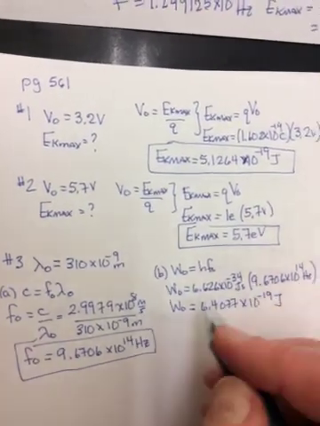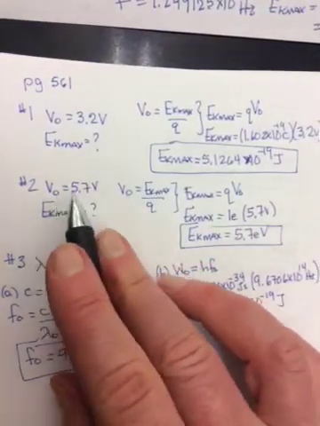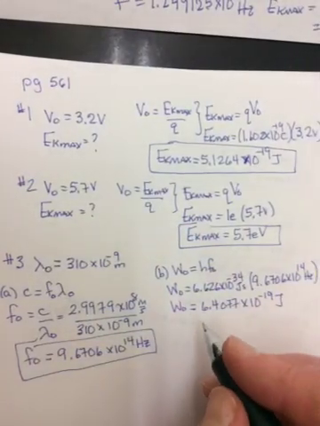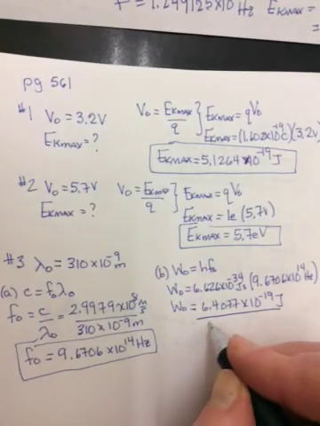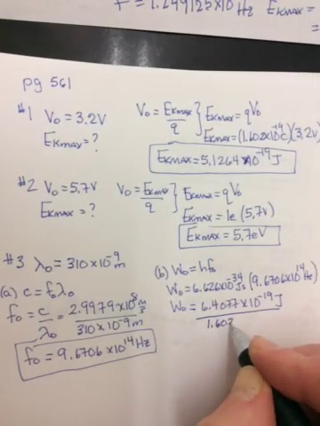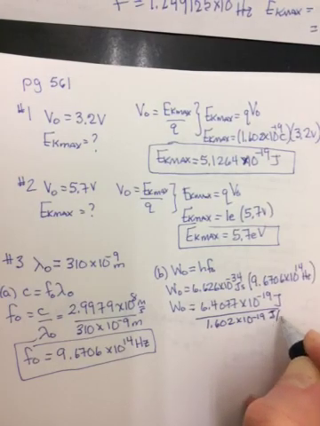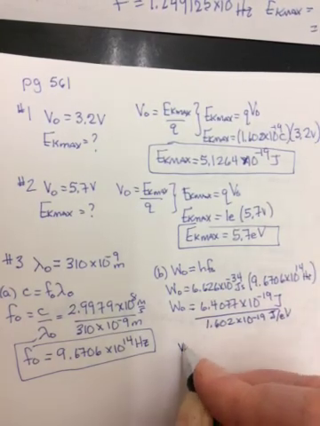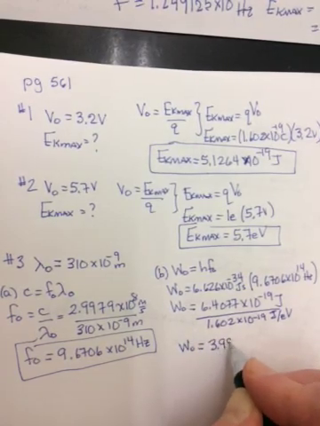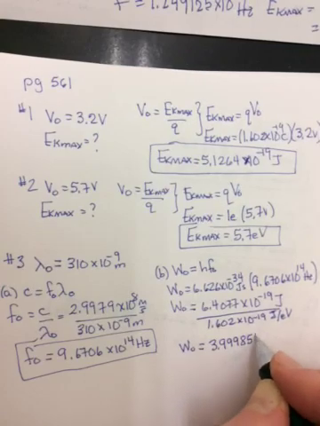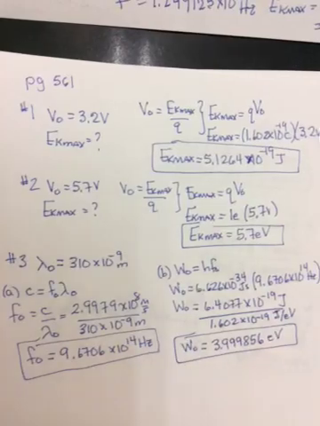Okay, and now we need to change it to electron volts. There was no cool shortcut here. That shortcut that I talked about in number 2 only works with the V0 equation. So now we want it in electron volts, so we need to divide by 1.602 times 10 to the negative 19 joules per electron volt. And when you do, you get a W0 of 3.999856, roughly, electron volts. Okay, that's part B.